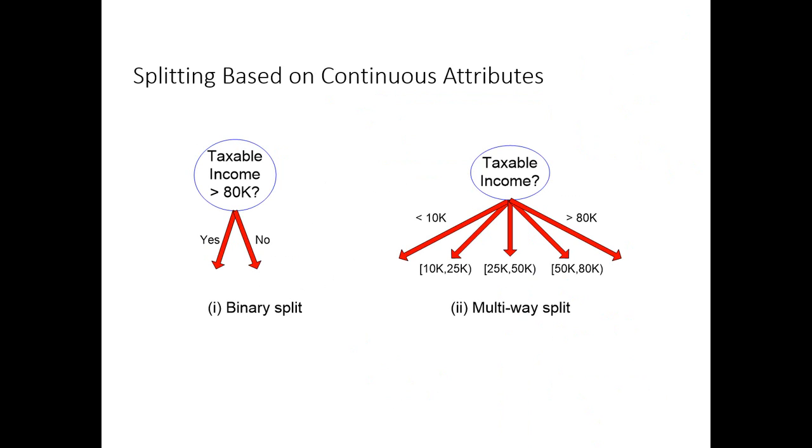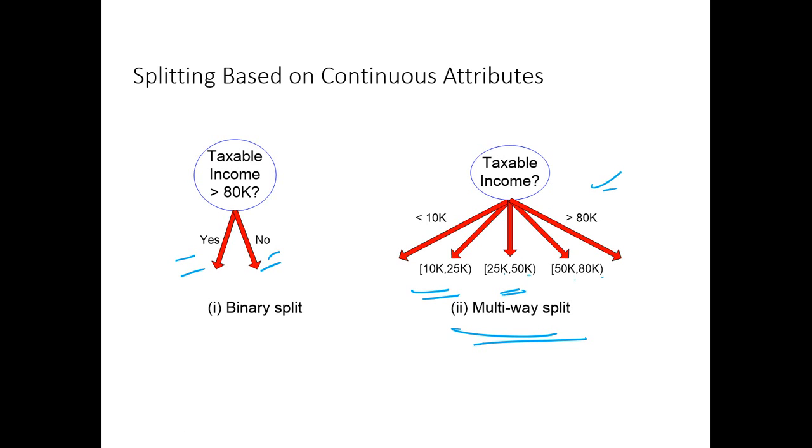So taxable income greater than 80K, yes or no, that's a binary split. Multiple split, we have already explained. It could be intervals: less than 10, 10 to 25, 25 to 50, 50 to 80, and greater than 80. There could be five different categories. That's the way you can do the splitting.